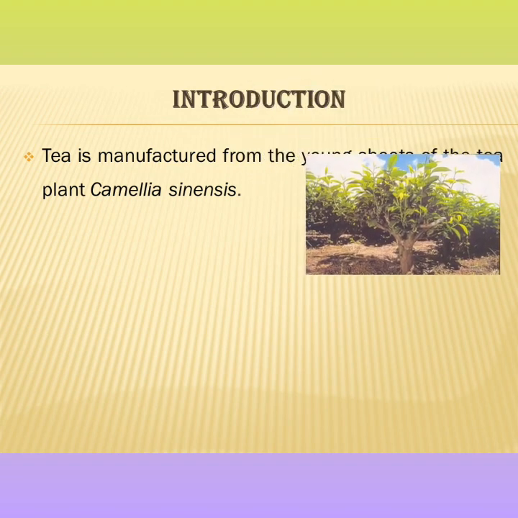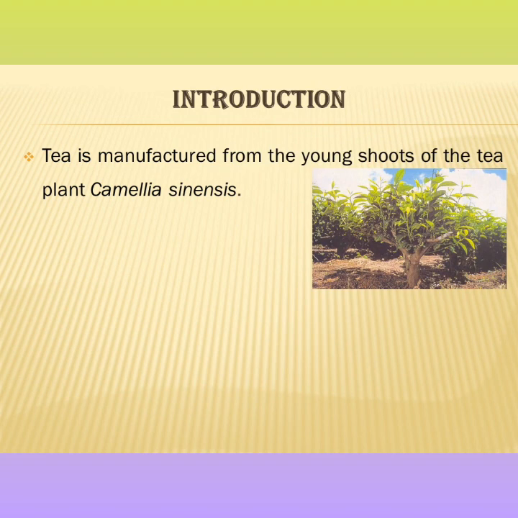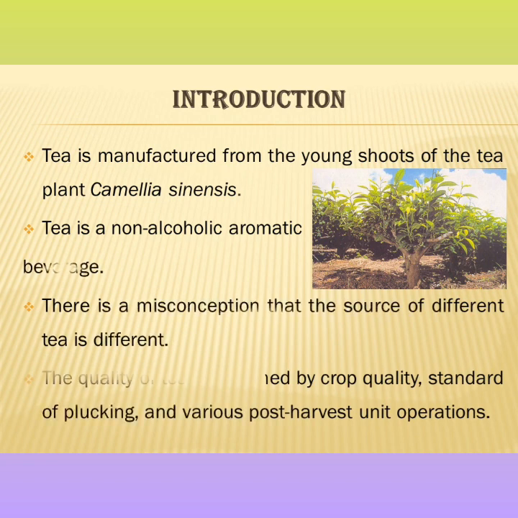So this is the plant actually. Actually, you should not call it a plant. It's a bush, a tea bush. Tea is not a tree, not a plant. So tea is actually called a bush. Tea is a non-alcoholic aromatic beverage, and there is a misconception that the different kinds of tea come from different sources. There are various kinds of tea, and the types of tea we'll discuss later on.